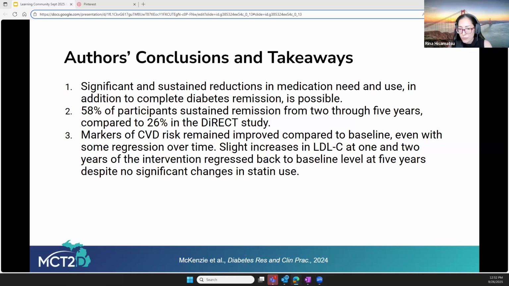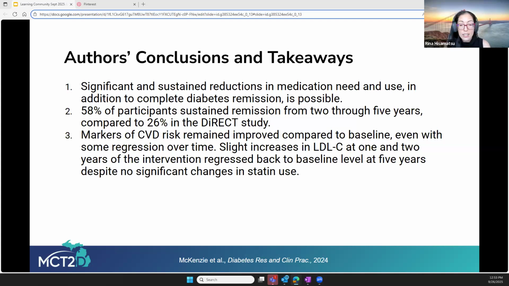And so we can see here that the higher rate of sustained remission in the present study may be due to the sustained carbohydrate restriction and some of the metabolic benefits that are attributed to nutritional ketosis. And also, I think the continuous care model, the approach that they used.